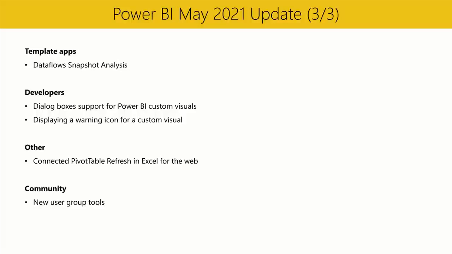In the Developers section, we're expanding dialog box support for Power BI custom visuals. Today, dialog boxes can only open within the borders of a custom visual. The new API will enable developers to set the dialog box to open outside of the custom visual's borders. This can be used to display additional information to the user, display a calendar for a date picker, and so much more. This API is available with a 3.8 API release.